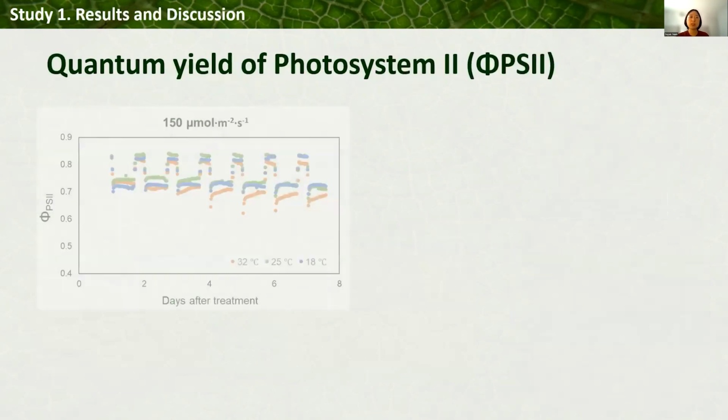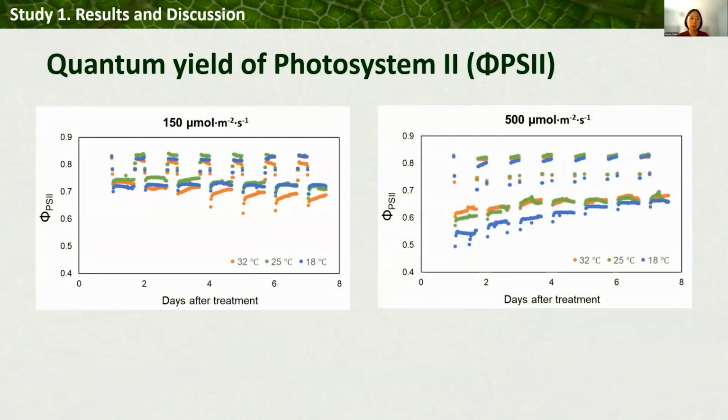So this is the result. For the quantum yield of photosystem 2, which is light use efficiency, as you can see, the biggest difference between light intensities is that under high light intensity, the plant showed significantly lower quantum yield. That was already anticipated from the graph I showed earlier, because plants cannot use light efficiently under high light intensity.